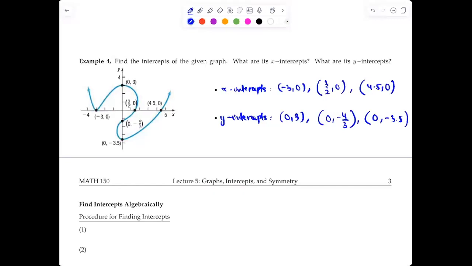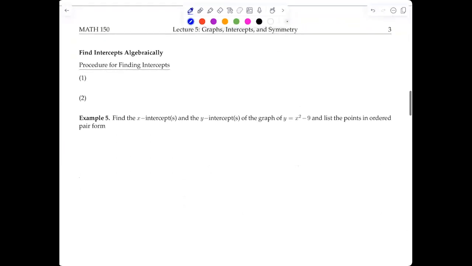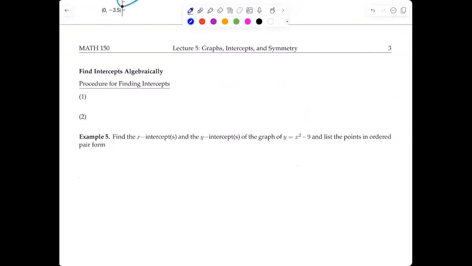Right. So from this example, when you get the x-intercepts and y-intercepts, what do you see as the common thing for the x-intercepts? What is the common thing for the y-intercepts? Yes. For x-intercepts, y is always equal to 0, and for y-intercepts, the x value is always equal to 0. That is how you use this information to find the x-intercept and y-intercept algebraically. So that's the next topic, finding the intercepts algebraically. For x-intercepts, y is always equal to 0, and for the y-intercept, x is always equal to 0.